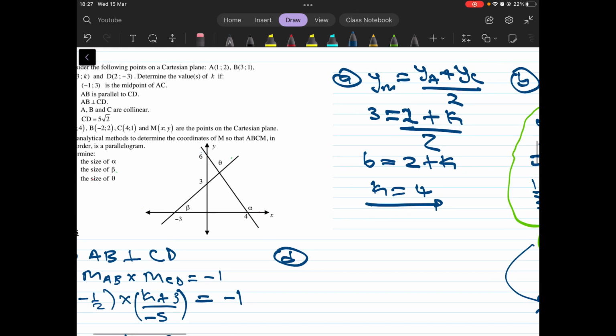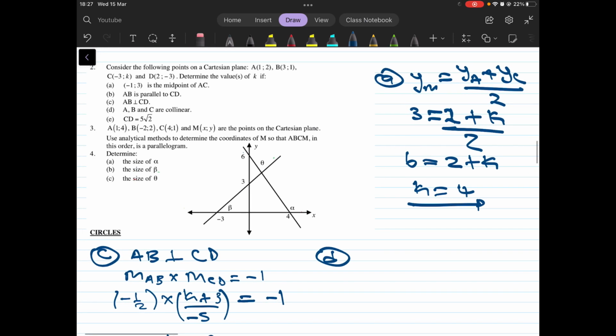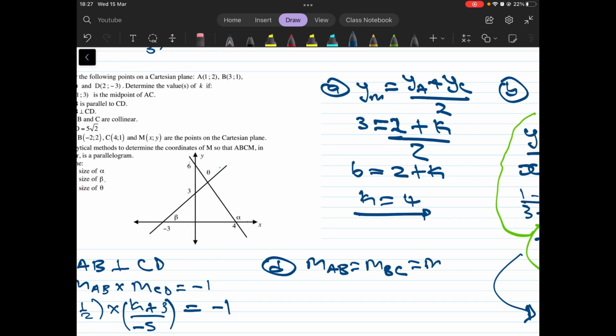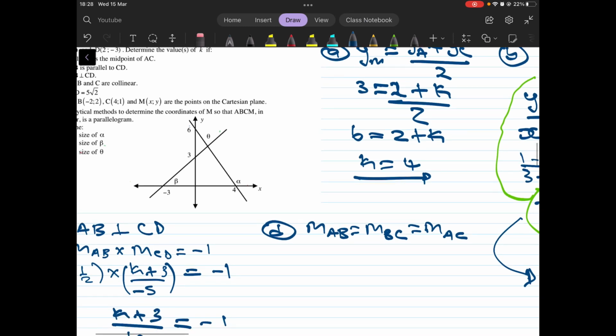Remember what we discovered when we were going through the revision of the content: when A, B, and C are collinear, that means the gradient of AB is equal to the gradient of BC, and that is also equal to the gradient of AC, just like that. We already know the gradient of AB, that is negative 1 over 2. We don't need to calculate it again.